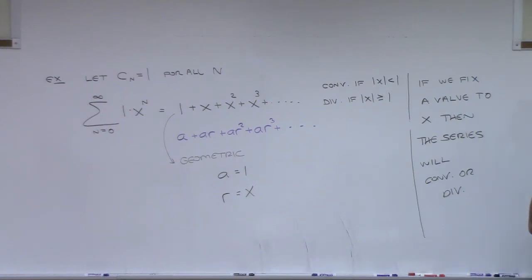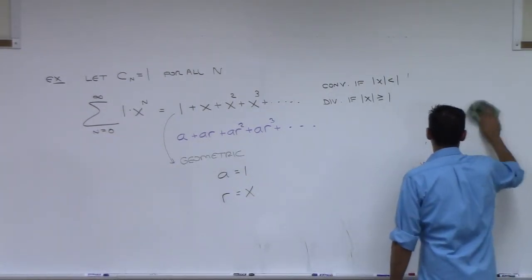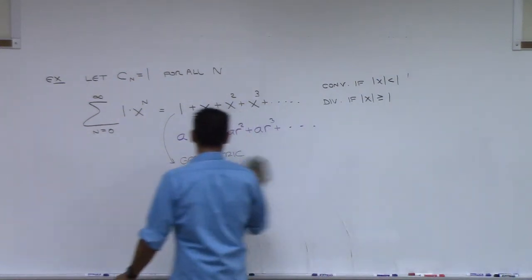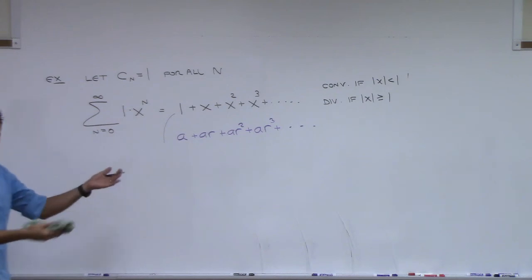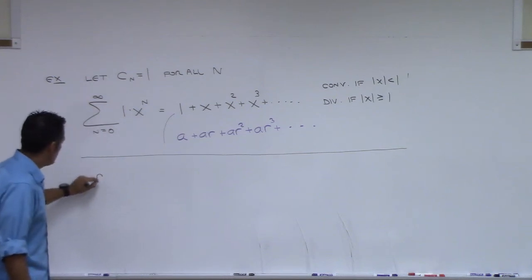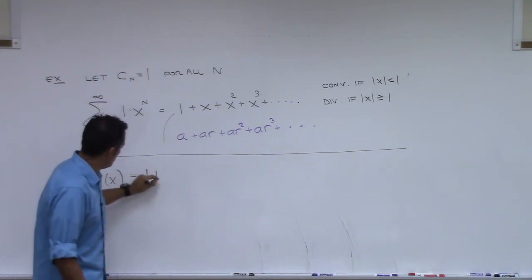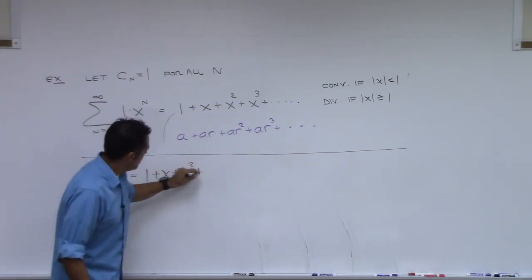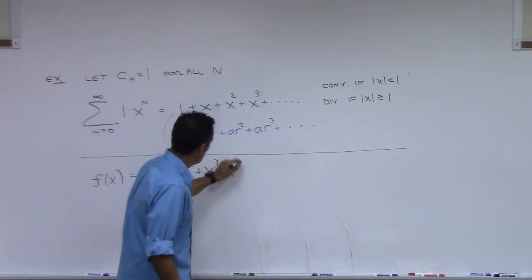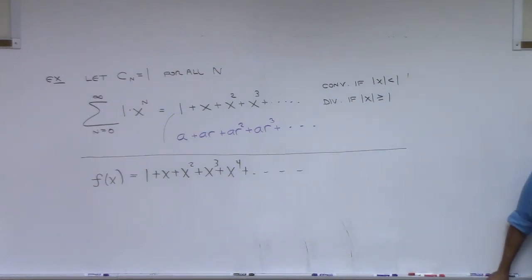So let me get this straight. Let's get this straight. If I were to walk up here and define a function, f of x, I want this function to be 1 plus x plus x squared plus x cubed plus x to the 4th forever and ever. That is the power series we're talking about up there, right?